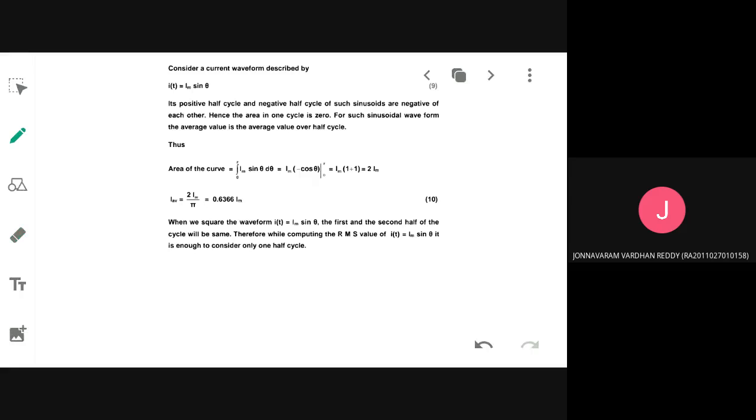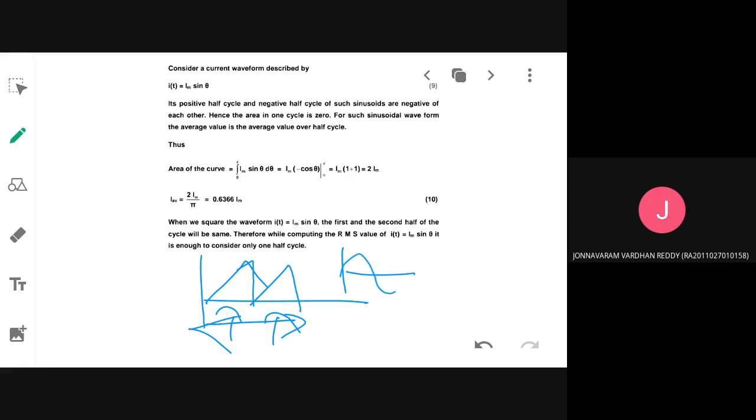Suppose you are having a sawtooth waveform, then here it's positive, here also it's positive. So if you are taking the average, you have to consider the full time period. But here the waveform is sinusoidal. Here it is positive, here it is negative, so it will get cancelled. So in order to avoid that cancellation, they are considering only half time period.